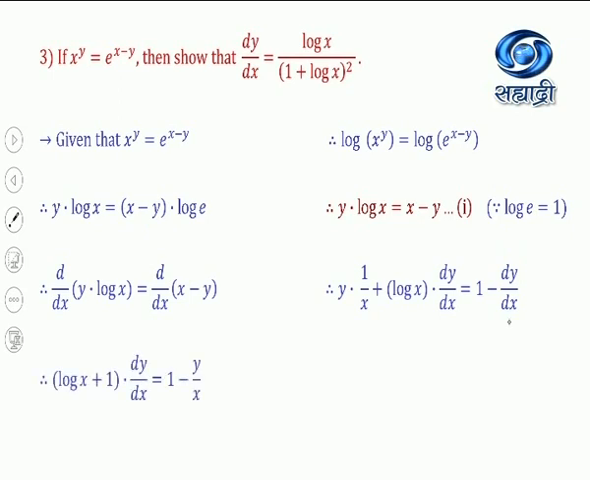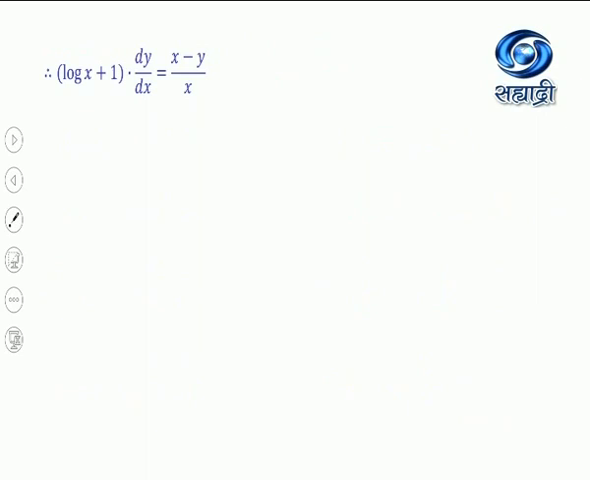Now, see here. Take this minus dy by dx on the left hand side and take this y upon x on that side. So what do we get? Here dy by dx is common. We get (log x plus 1) into dy by dx is equal to, take this on that side, it becomes minus. So we write on RHS 1 minus y upon x. Now take the cross product. So x into 1 is x, minus y upon x. So we get (log x plus 1) into dy by dx equal to (x minus y) upon x. Now we will continue here. See, dy by dx equal to, take this on the right hand side, it becomes the denominator. So we write in this way: (x minus y) upon x into (1 plus log x).